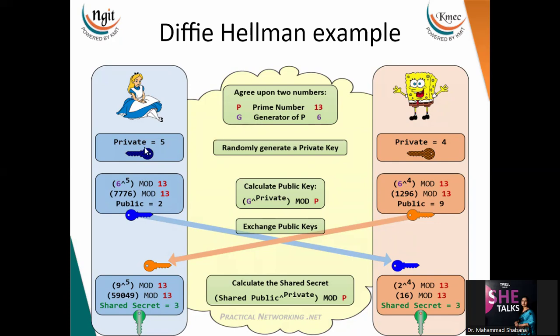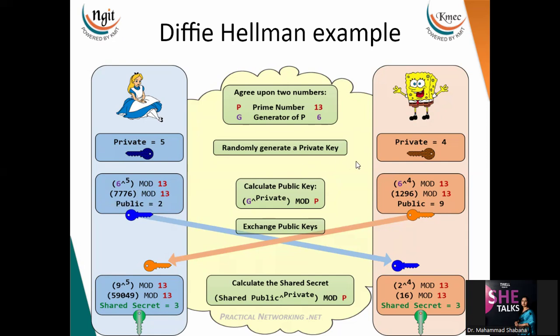These values are publicly known and are used in the calculations. Each party generates a private key. Alice's private key is 5 and Bob's private key is 4, which is kept secret. Using the formula of public key, G power private mod P, Alice calculates her public key: 6 power 5 mod 13. So 6 power 5 is 7776 mod 13. So the public key value we are getting is 2. So this is Alice's public key.